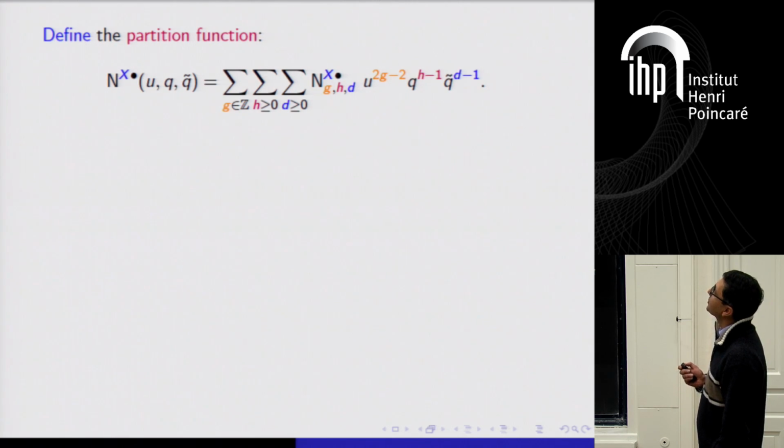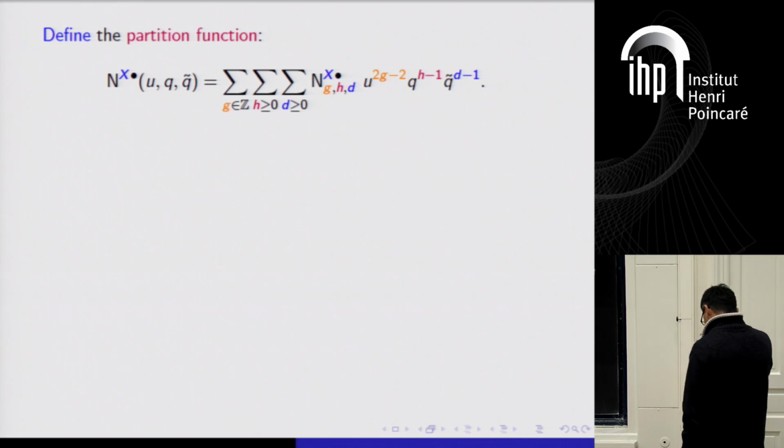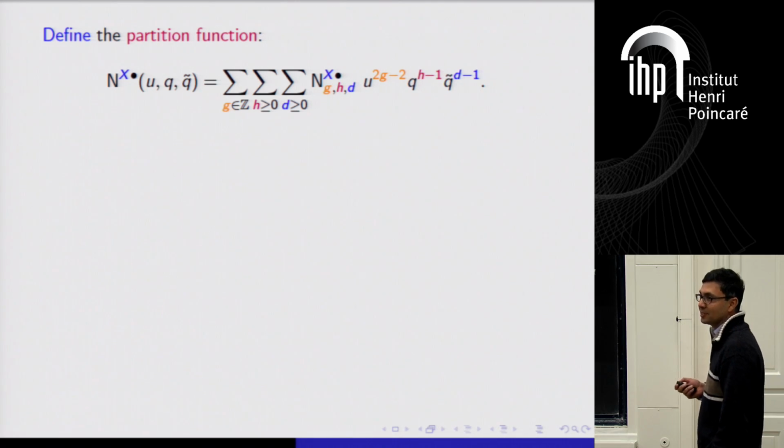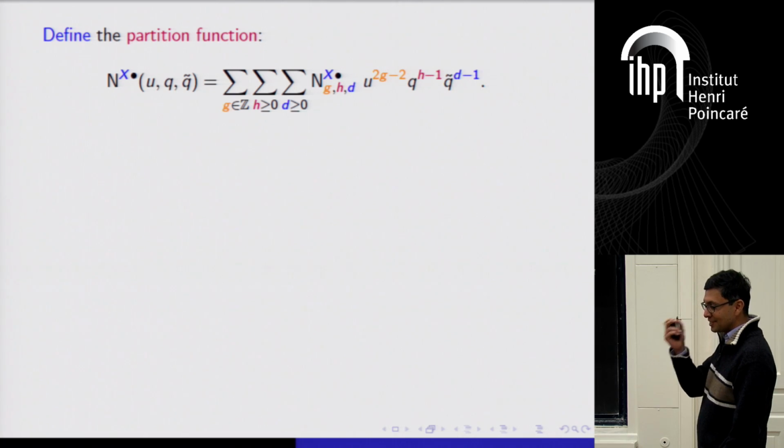All right, so the partition function for this theory is a sum over all genera, all H, all D. U is the genus variable. Q is our old Q, which was interpreted before as the Fourier expansion variable of this modular form. Then we have another variable, Q tilde, which corresponds to the degree of the elliptic curve. So this is the full function, and you can ask, what is this function? As I said, these are very special geometries, and you expect an exact solution to this.